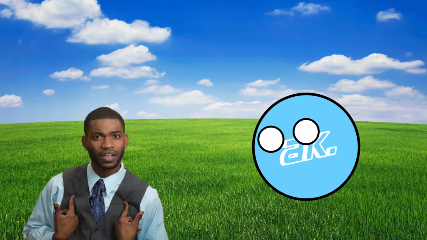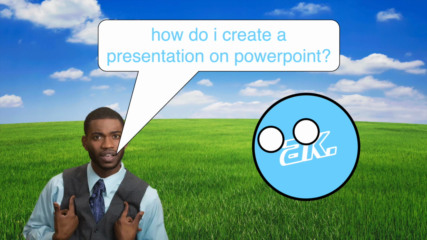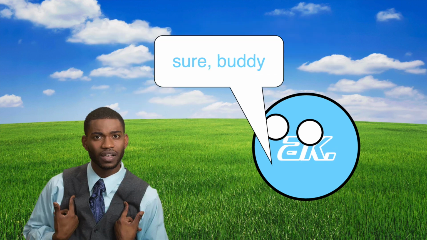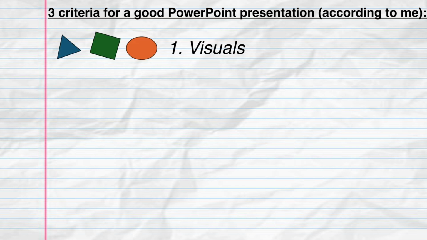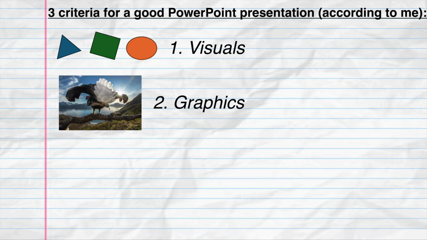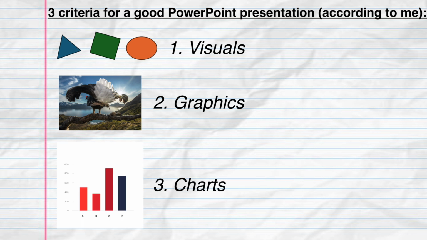Now you might be asking, well, Anas, how do I create a good presentation in PowerPoint? Don't worry, I am here to help. In my opinion, there are 3 criteria for a good presentation in PowerPoint. Number 1 being visuals. These include things such as fonts, shapes, and color palettes. Number 2 are graphics. What do I mean by graphics? They are basically pictures and videos. Number 3 are charts. This is especially useful if you are presenting data.